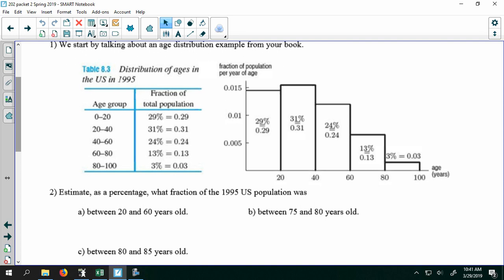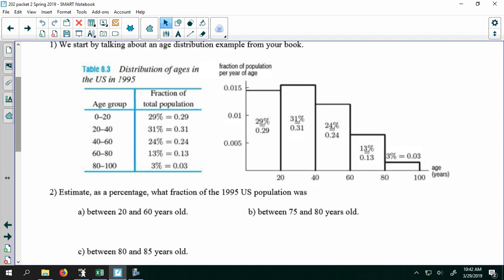Okay. So when you add up these percentages, what do you get? 100% of the population. Yeah. So we just have transferred this information from the table to a histogram. Okay, so each of these rectangles, the area of each of these rectangles tells you the percent of the population who's between the ages at the bottom, 0 to 20, 20 to 40, etc.